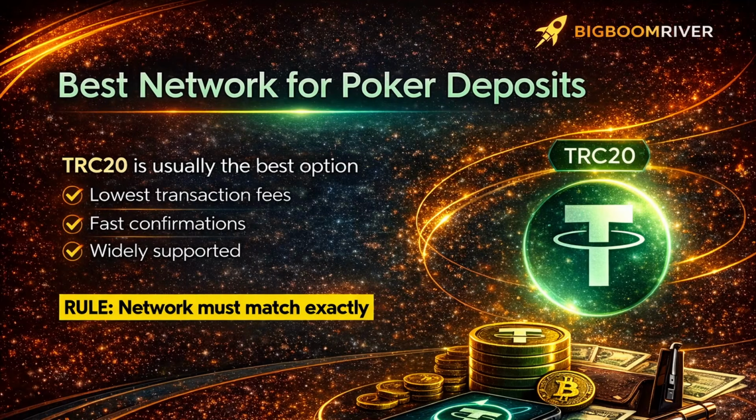After choosing the correct network, the next question is, which network should you use? For most poker deposits, TRC20 is usually the best option. It typically has the lowest transaction fees, fast confirmation times, and is widely supported by poker platforms. That makes it the most practical choice for moving USDT. But remember the most important rule: the network must match exactly. If CoinPoker shows TRC20, you must send TRC20. Always double check before confirming the transfer.